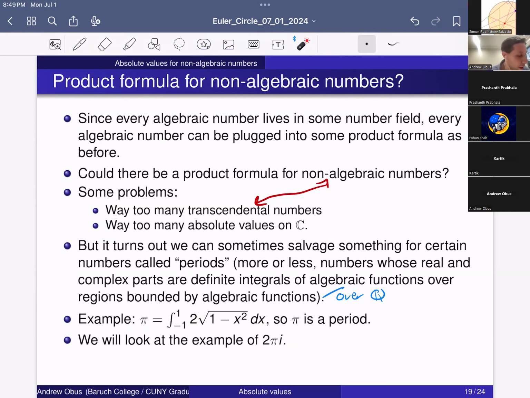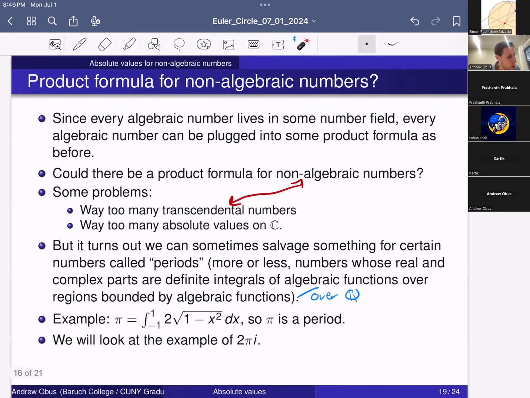Okay, and so the next couple slides will basically be a bunch of black magic that's going to give you a product formula for 2 pi i. What does it mean to take all the absolute values of 2 pi i? But trust me that there is actual math behind all of this stuff that can be made rigorous.